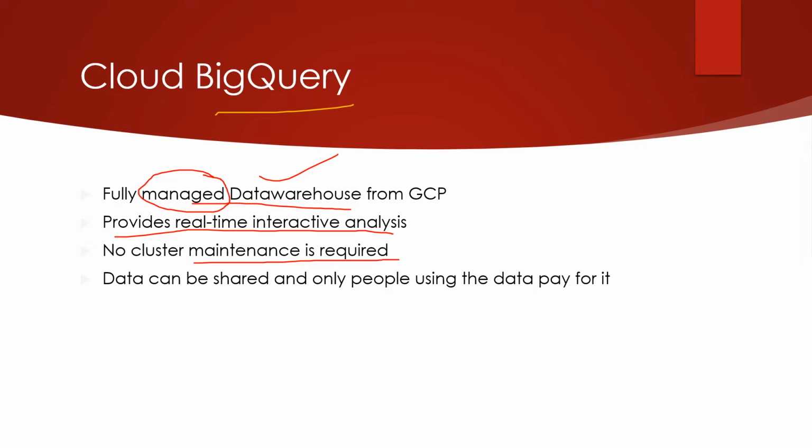The data that we are dealing with here can be shared with multiple users. Now, when multiple users are using that data, the user who is accessing the data is going to pay for it. The user who is trying to retrieve the data pays for the IO cost.